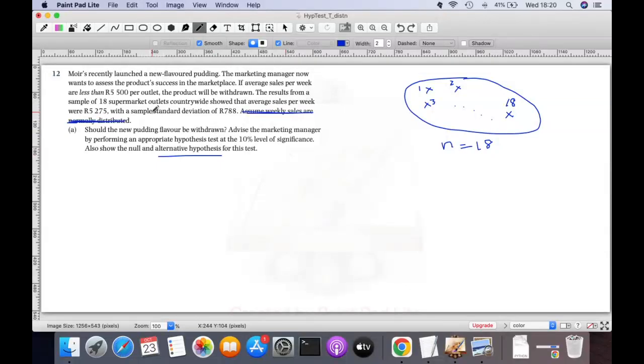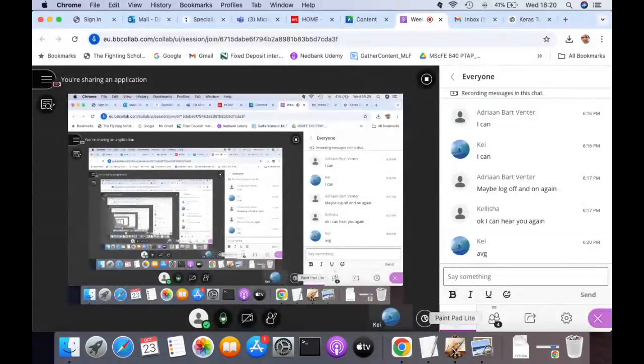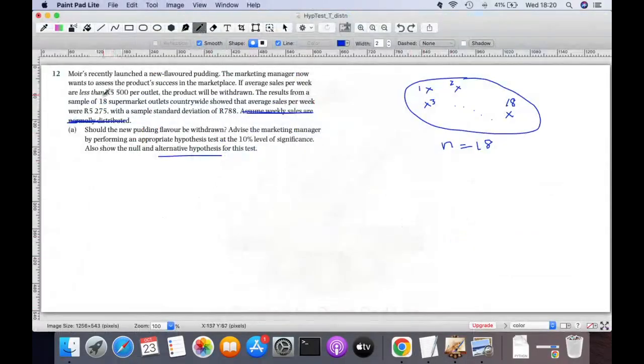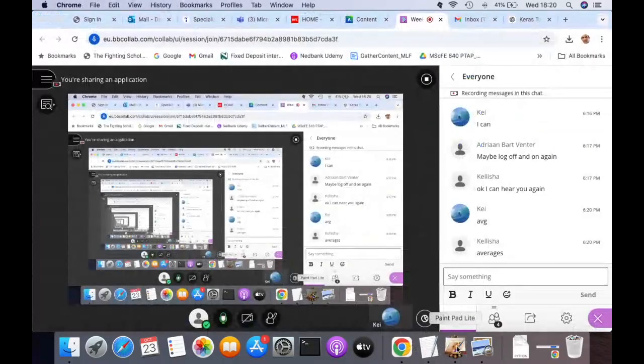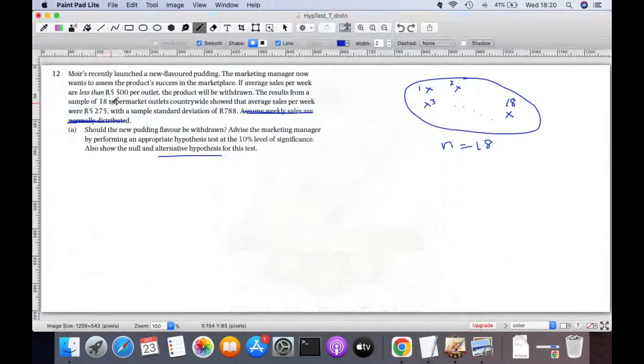Now, reading this question, first identify: are you testing averages or are you testing proportions? Maybe just read through this text quickly and put that answer in the chat. Are we testing averages or proportions? Yeah, very good. Everyone sees it. Well done. Nice. So we're testing averages.